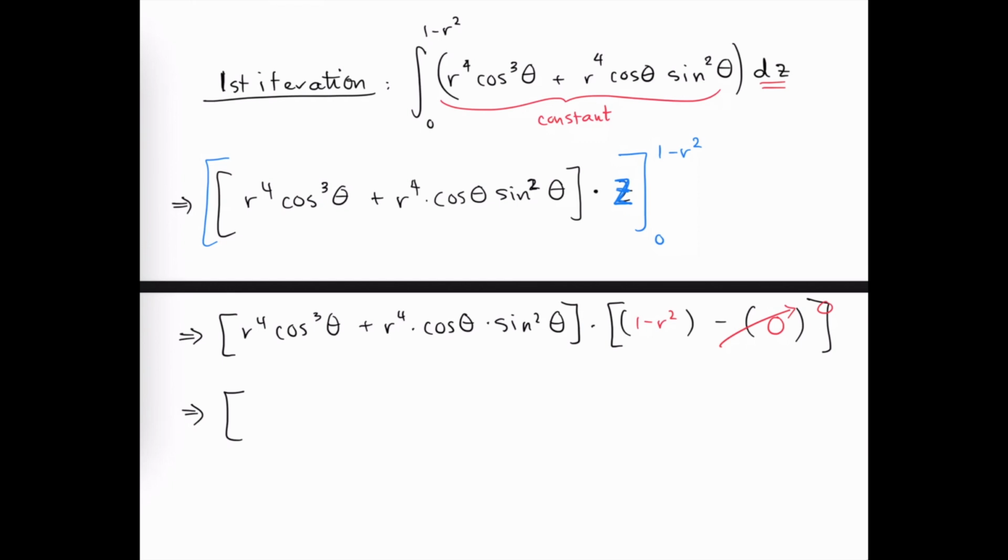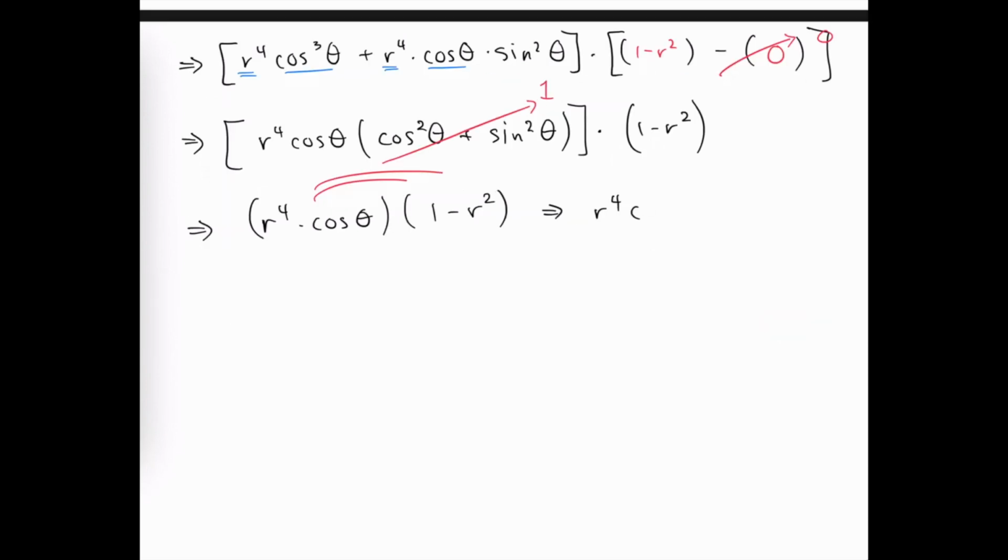Let's pull out the r to the fourth and one of the cosines. What we have left from the first term is just cosine squared, and what we have left from the second term is sine squared. And then all of this is equal to 1, and we still have 1 minus r squared that we'll need to distribute in. So this becomes r to the 4th cos theta minus r to the 6th cos theta, which is now the integrand for our second iteration.